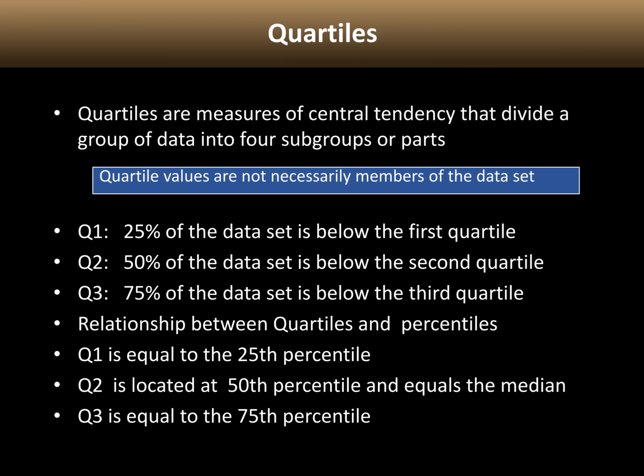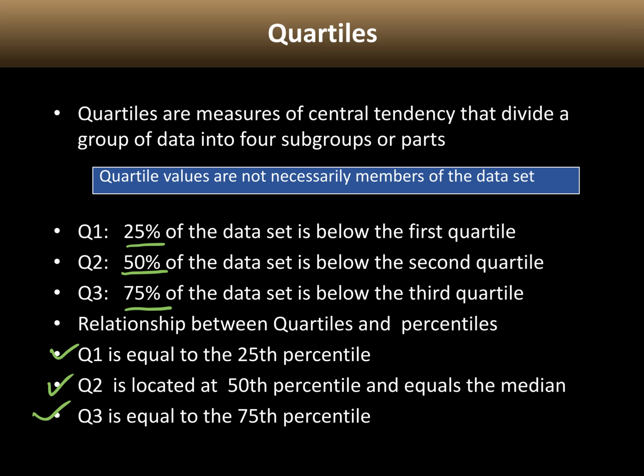Moving on to the quartiles. When we divide the data in half, we get the median, the 50th percentile. If we divide the bottom part in half again, we get the lower quartile or first quartile, the 25th percentile. If we divide the top half in half, we get the upper quartile or third quartile, the 75th percentile. So Q1 is the 25th percentile, Q2 is the median or 50th percentile, and Q3 is the 75th percentile.